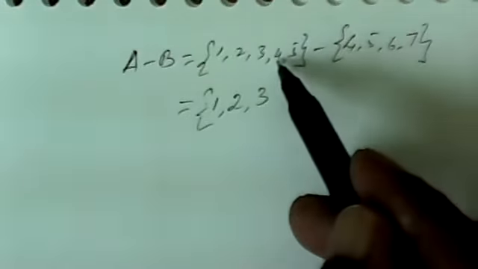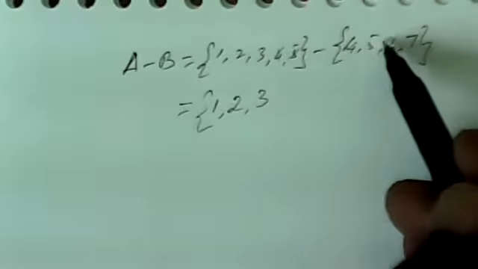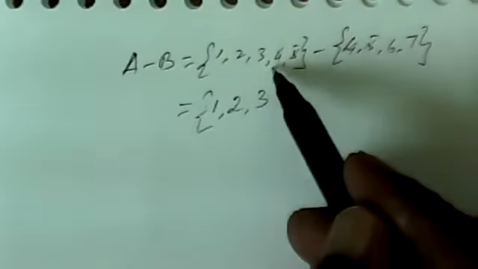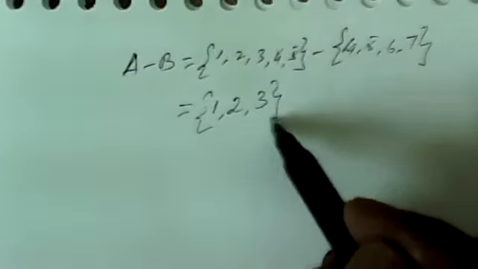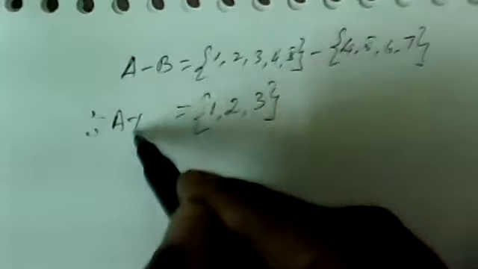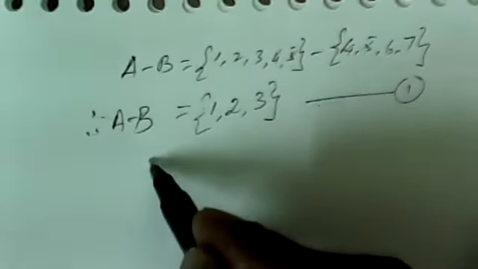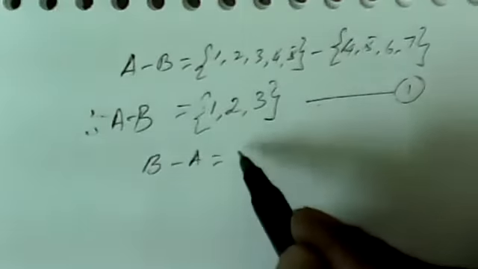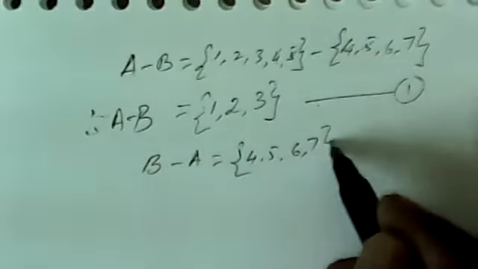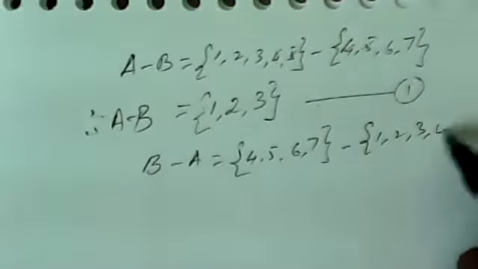What about 4? 4 is in A and 4 is in B, so we cut it, we don't write it. 5 also is in B, so we should not write it. We are only bothered about the elements of A that are not in B. So 1, 2, 3. What did we get here? A minus B is equal to 1, 2, 3. That is equation number 1. Similarly, we go for B minus A: set B 4, 5, 6, 7 minus set A 1, 2, 3, 4, 5.